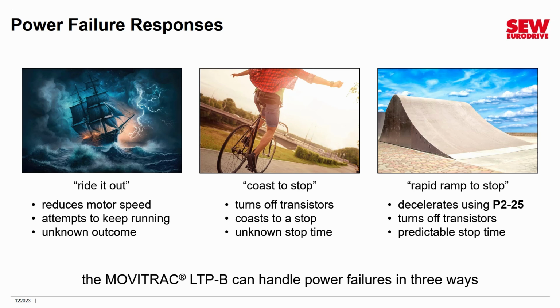Rapid ramp to a stop uses parameter 2-25 and it tries to bring the VFD to a very quick stop. So as soon as it detects a power failure, it decelerates using the rapid ramp parameter. It then turns off the transistors and hopefully everything shuts down cleanly before power fails. This at least has a predictable stop time. All three of these methods do have their place. It just depends what you're trying to do and how you want to handle a power failure.